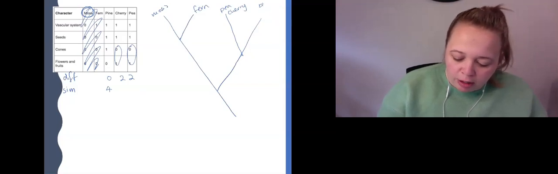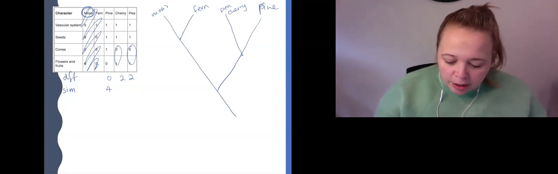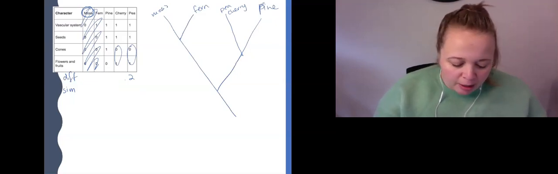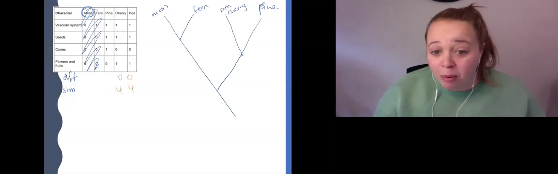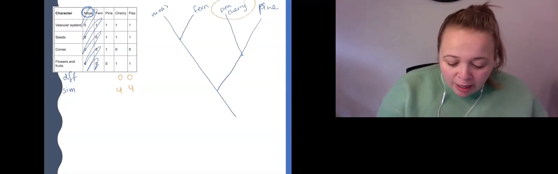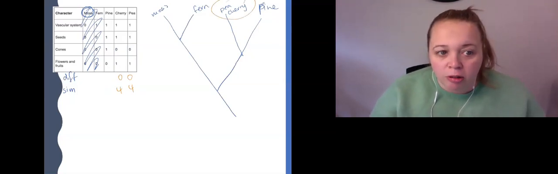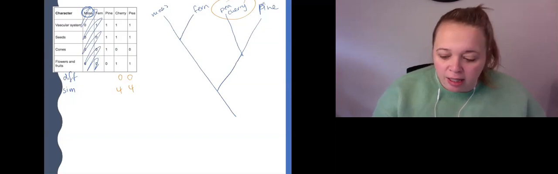Now, what is very interesting is you think you would be able to determine the difference between the cherry and the pea. Now, let's have a look at the cherry and the pea. And I would say, okay, when I look at these, they both have 0 differences and 4 similarities. So at the moment on my tree, they have to be in the same branch. We don't know when they diverged from each other. What we can do is we can check this against that original data that we had.